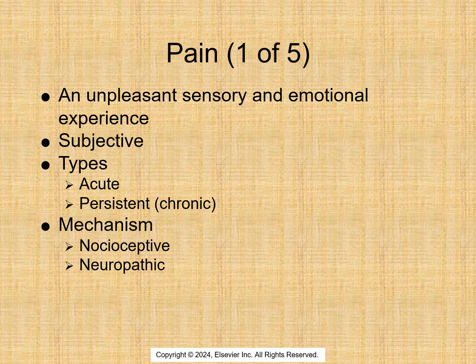Pain is an unpleasant sensory and emotional experience. It's subjective, so we want to make sure that we take the patient's word for it. There are a few different types and categories: acute and persistent, meaning chronic. It could be nociceptive, it could be neuropathic. We'll talk about some different types, like visceral pains, et cetera, as we go along in the chapters.